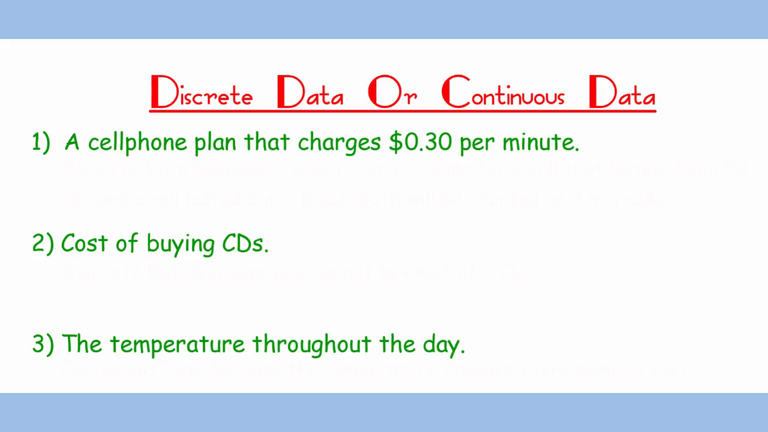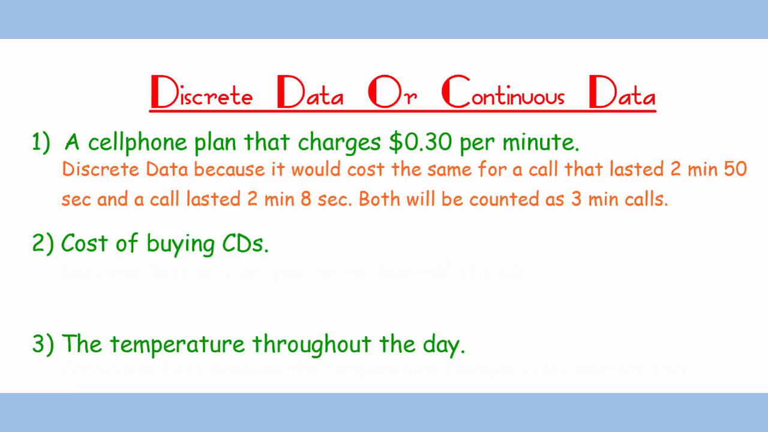Now, let's take a look at some examples and see if we can tell whether the data set is discrete or continuous. Example number 1, a cell phone plan that charges 30 cents per minute. This is discrete data because it would cost the same for a call that lasts 2 minutes 50 seconds and a call that lasts 2 minutes 8 seconds, because both will be counted as a 3-minute call. Second example, the cost of buying CDs. It will be discrete again because you cannot buy half of a CD.